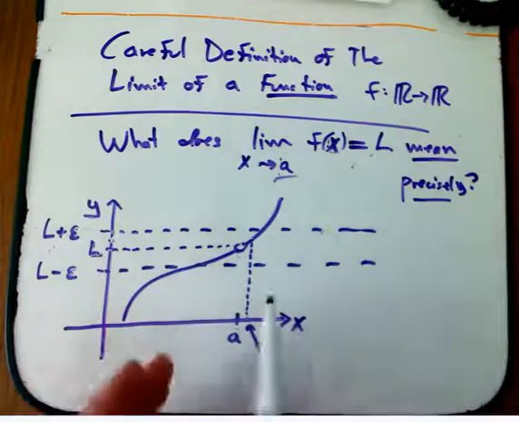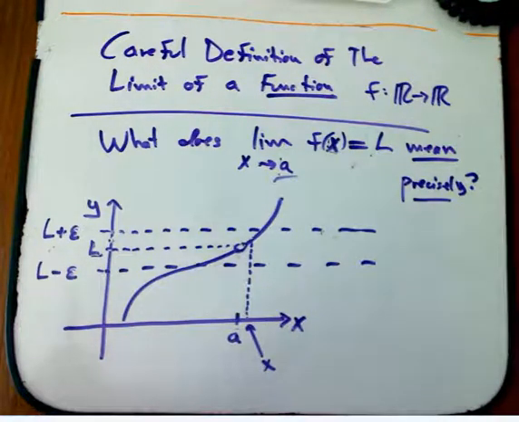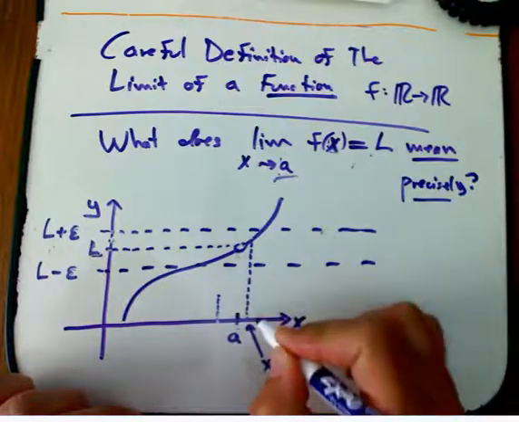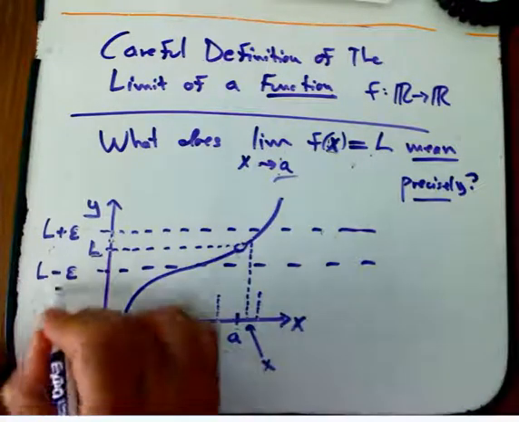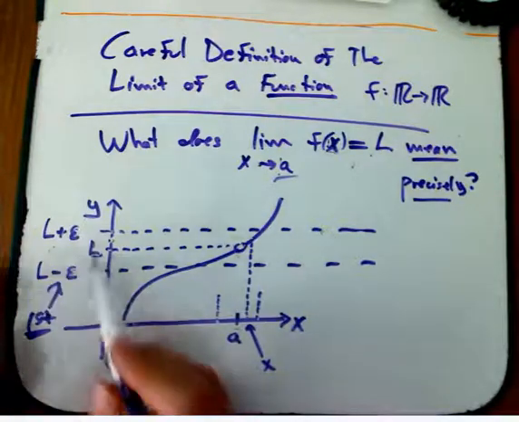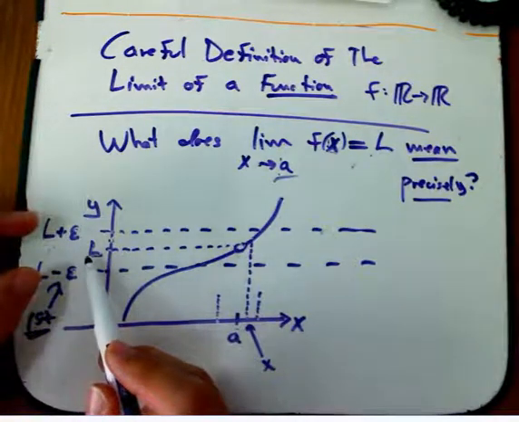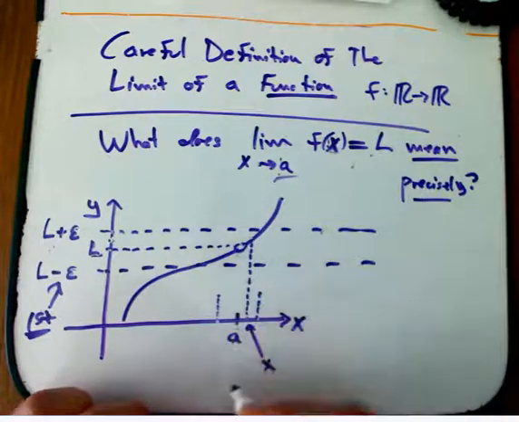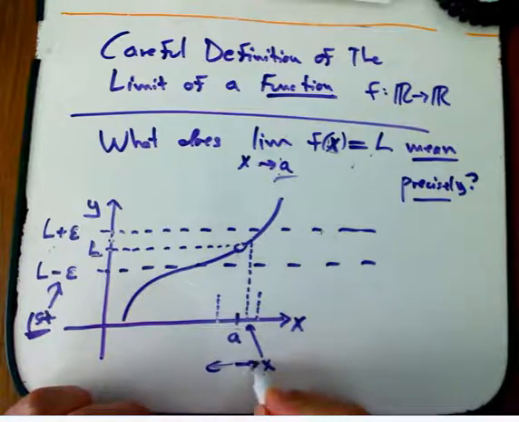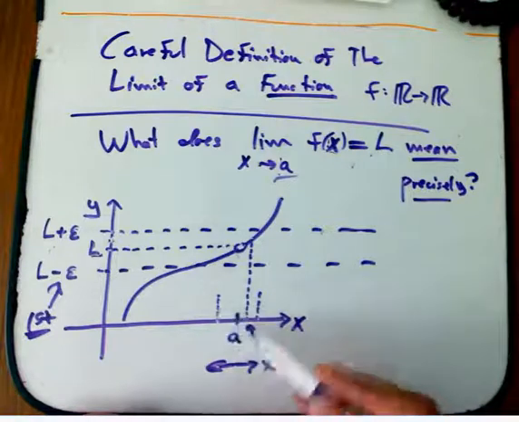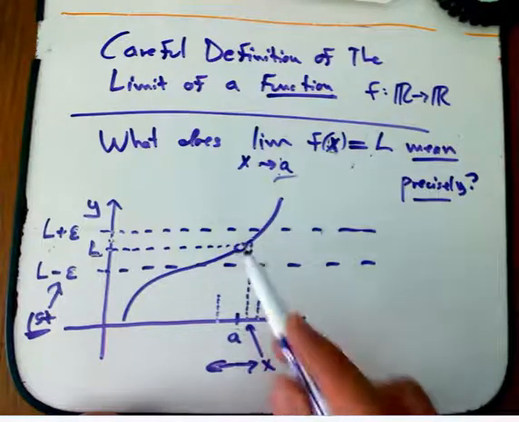Now, with the sequences, it was, is there some waiting time after which I'm guaranteed to be in there? Here it's, is there some sort of boundary, some sort of bound on the input that I can put in? So this happens first, and then based on how accurate the output needs to be, how close to L that needs to be, I say, is there some sort of wiggle room in the input so that no matter what x I put in near A, in that wiggle room, I will get into the right boundary.